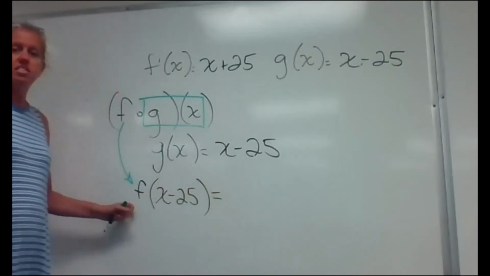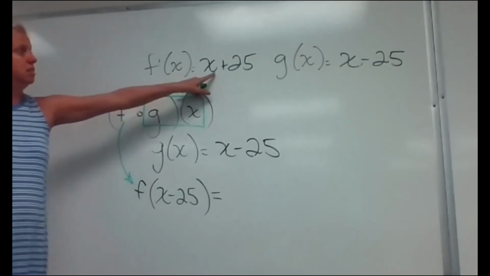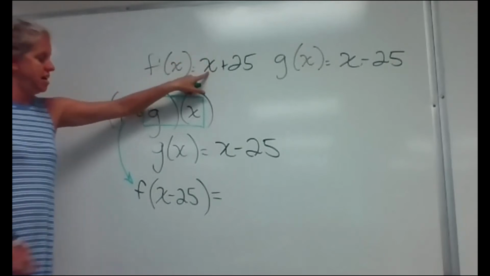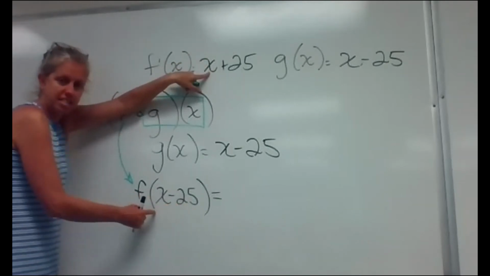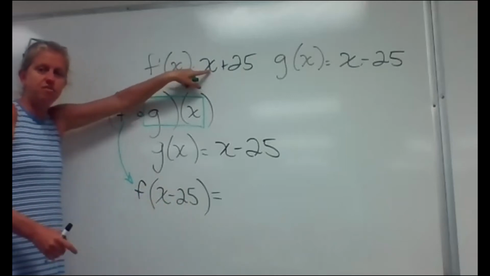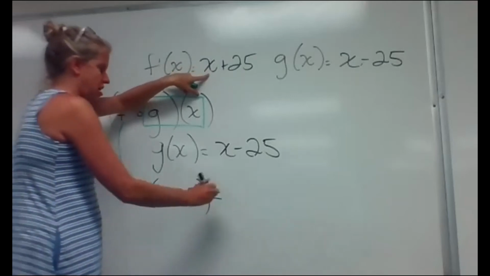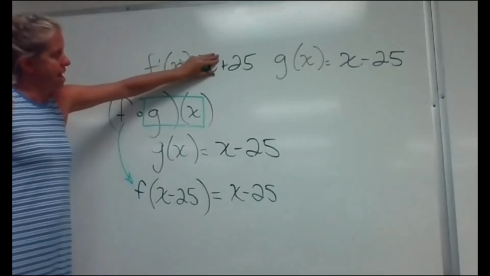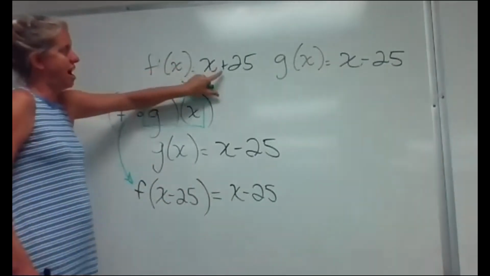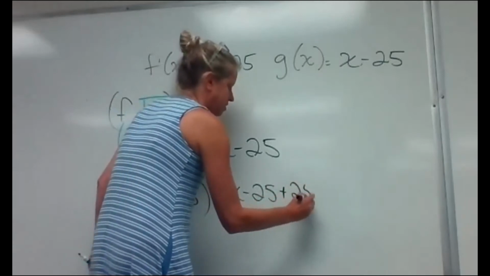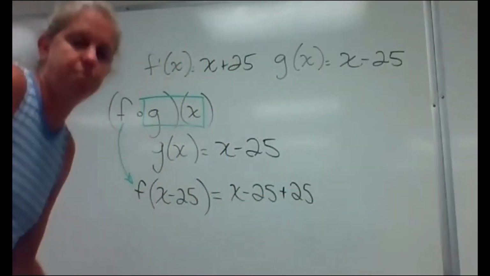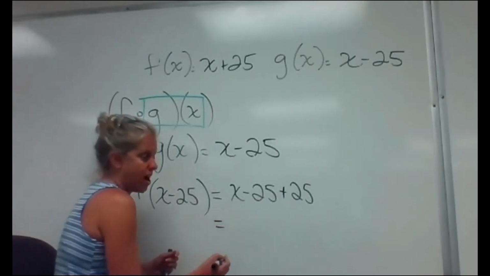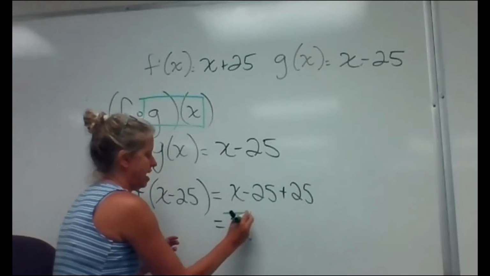So what is this telling me to do? It's telling me to go to my f function. Wherever I see an x, I put this in its place. So instead of starting off with x, I'm replacing it with x minus 25. Then at the back end, I have plus 25. So I can clean that up a little bit, because when you put minus 25 and plus 25 together, they just cancel each other out, right? So you are just left with x.